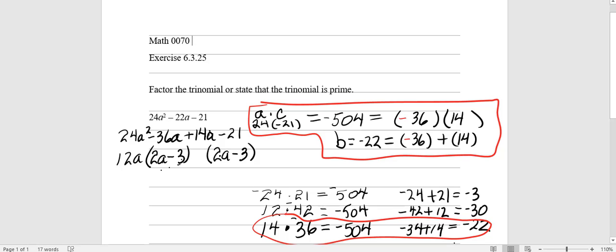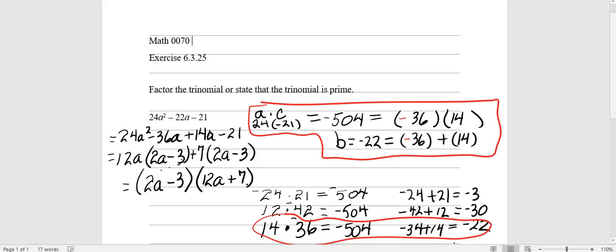So 7 times 2a will give me a positive 14a. So this is a positive 7. So this factors into the twin common factor, which is 2a minus 3. In first position, that was multiplied by 12a, and in second position, that was multiplied by plus 7. So that's my factorization.